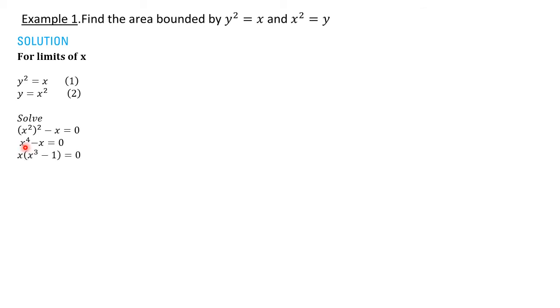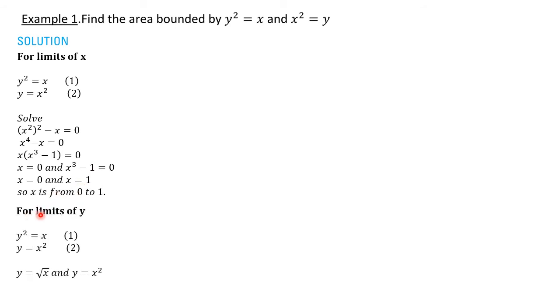Take x as common, x into x cube minus 1 is equal to 0. We'll have x is equal to 0 and x cube minus 1 is equal to 0. Take cube root of it, simplify it, we'll get x is equal to 1. So the limits of x are from 0 to 1. Now for limits of y, we have y square is equal to x. Take the root of both sides, we'll get y is equal to root of x and y is equal to x square.